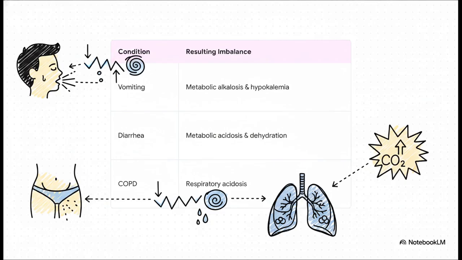If they have severe diarrhea, they're losing base from the lower GI tract, which plunges them straight into metabolic acidosis alongside dehydration. And if they have COPD, they are trapping CO2. CO2 is an acid, which leads directly to respiratory acidosis. If you see the condition, you should instantly know the imbalance.